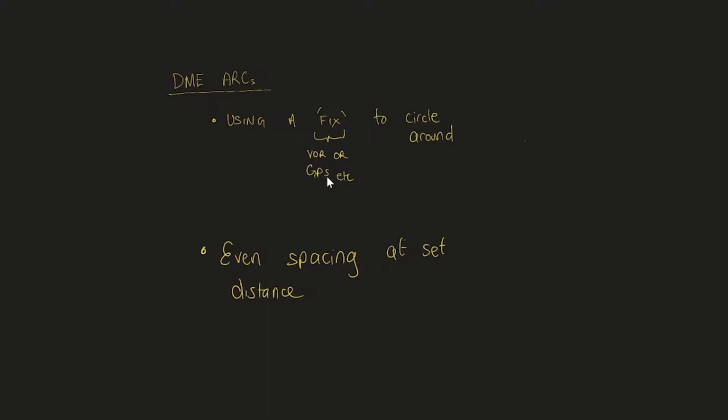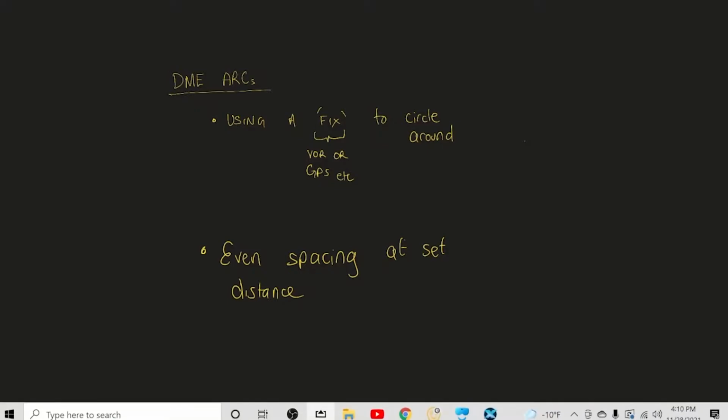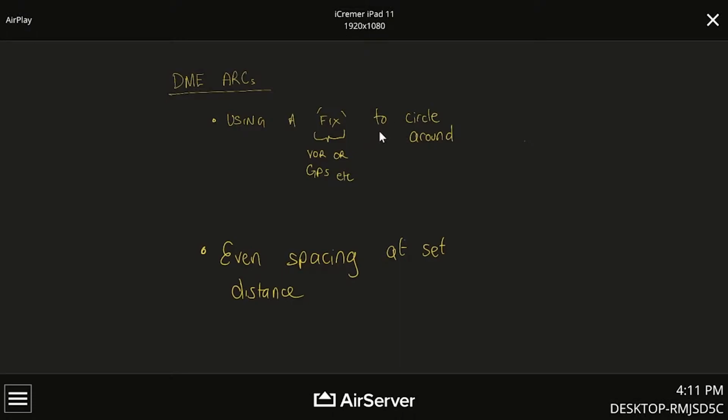be anything. It can be a GPS waypoint, it can be a localizer, it can be anything that can be pointed towards, an NDB. And what you're doing is using it to circle around that fix. What I mean by that is you've got, let's say, for example, a 10 nautical mile distance away from the fix, and you're just going to circle around that fix. It's basically an even spacing at a set distance.